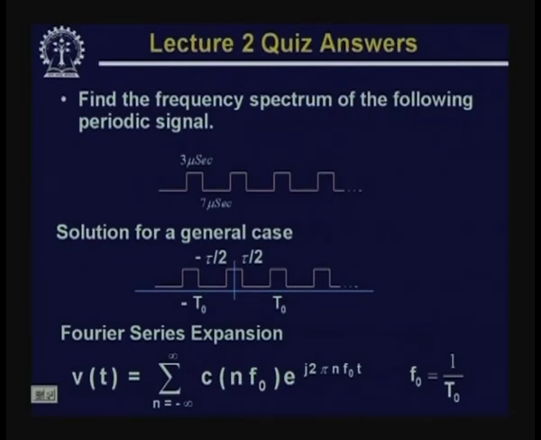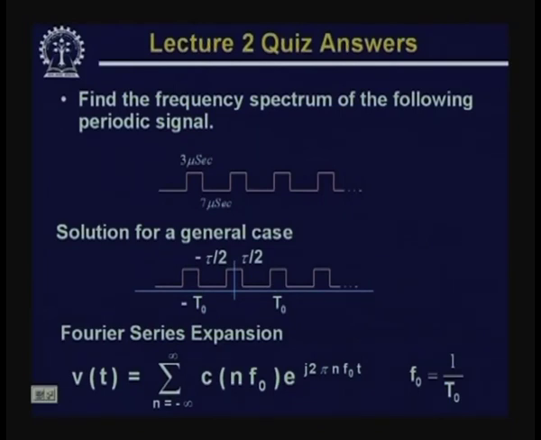So, one of the tutorial problems was to find the frequency spectrum of the following periodic signal, where this periodic signal is a square wave, where the on period is 3 microsecond and the off period is 7 microsecond. Let us see what is the solution to this particular problem.